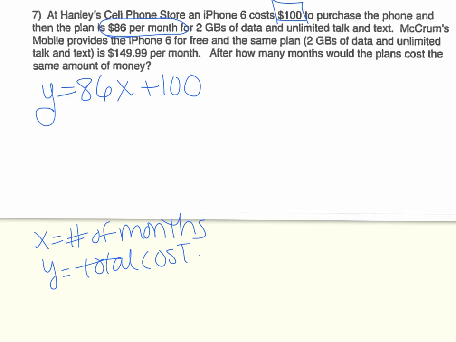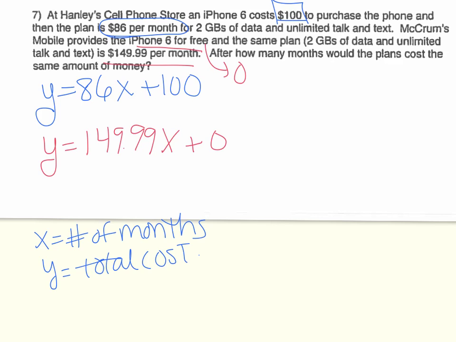Okay, and then if you look at the second option, McCrum's Mobile, we have an iPhone 6 for free, so the startup cost is 0, right? But it's $149.99 per month. So my rate of change is 149.99 per month. So per means times, month is our x here, plus 0.